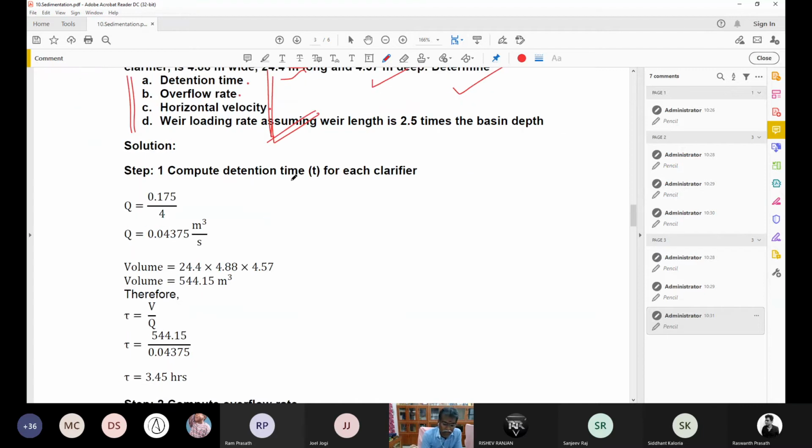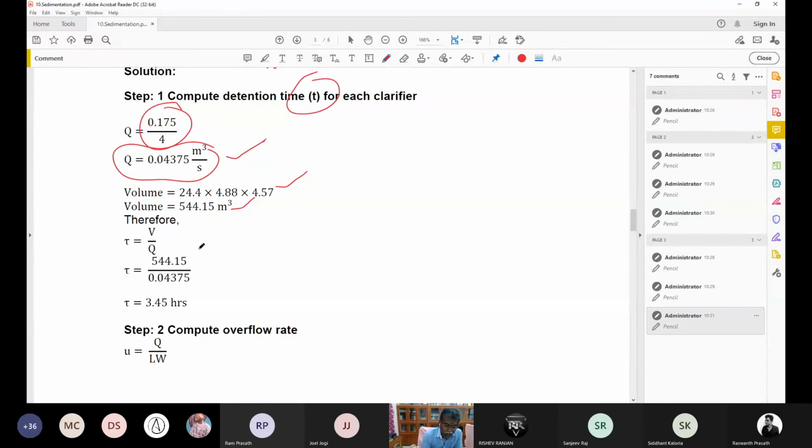Okay, so it has been mentioned 4 clarifiers, so you have to divide by 4 and find out the flow rate per clarifier. And dimensions are given, so you can find out the volume. Once volume and Q are known, you can calculate detention time. Detention time T is equal to V by Q. So you may get 3.45 hours.